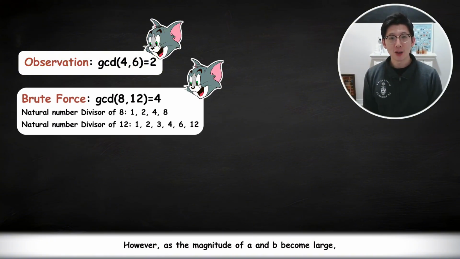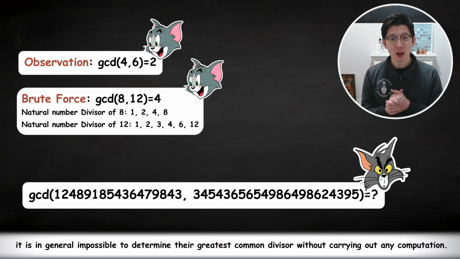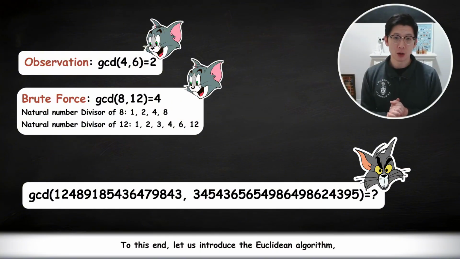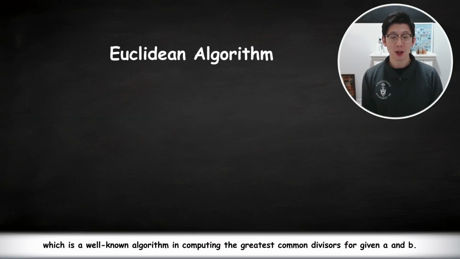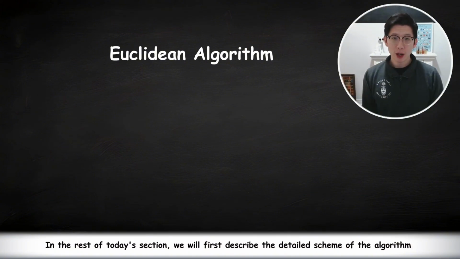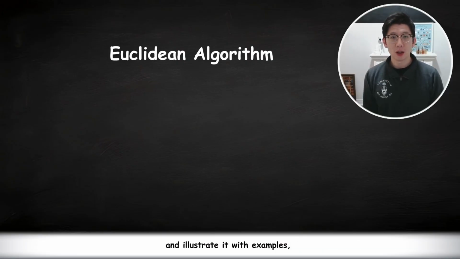However, as the magnitude of a and b become large, it is in general impossible to determine their greatest common divisor without carrying out any computation. To this end, let us introduce the Euclidean algorithm, which is a well-known algorithm in computing the greatest common divisors for a given a and b. In the rest of today's section, we will first describe the detailed scheme of the algorithm and illustrate it with examples, postponing its validity and efficiency to later sections.